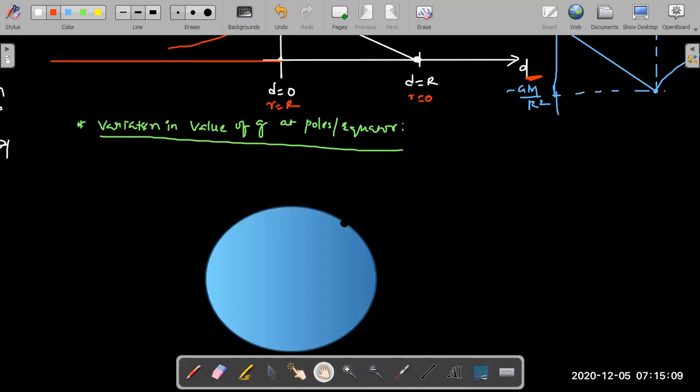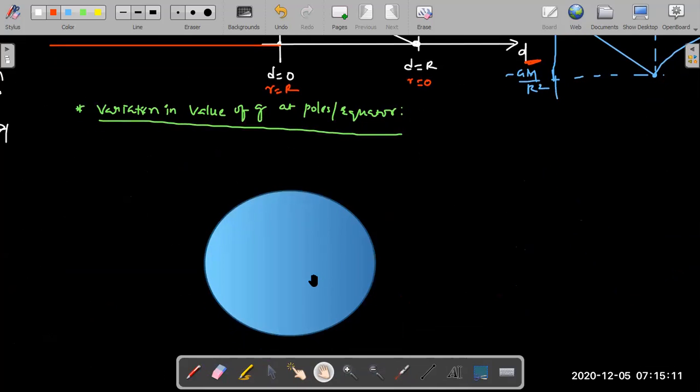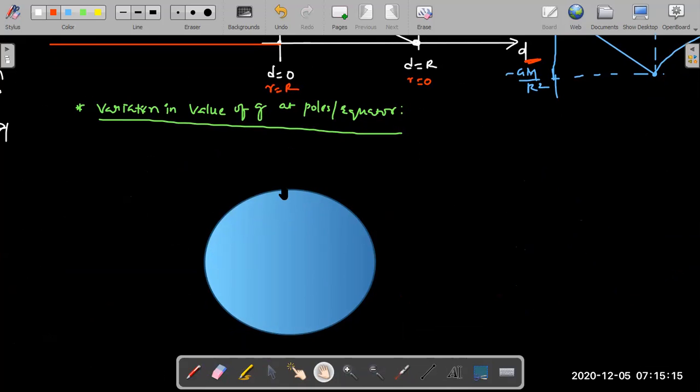Now here, variation in value of g at poles and equator. What was supposed to happen was that the Earth was supposed to be a solid sphere, but in fact, it is not a perfect solid sphere. There is some small variation. The thing is that it appears to be compressed. It appears to be oval.